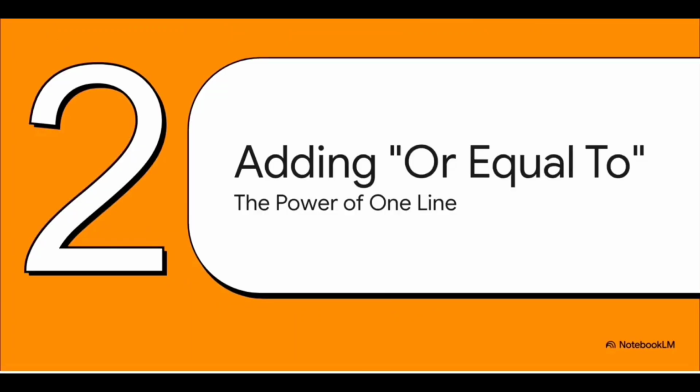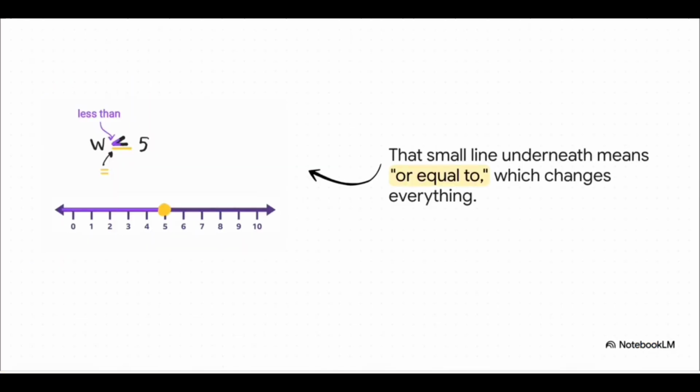Okay, so we've handled those strict rules. But what happens when the rule gets a little more generous? What happens when we add just one tiny line to our symbol? Now, check out this symbol. It's our less than sign, but now it's got a little line underneath it. That line is basically half of an equal sign, and that's exactly what it means, or equal to. So now our expression reads, W is less than or equal to 5, and that tiny change means 5 is now officially part of the solution club.